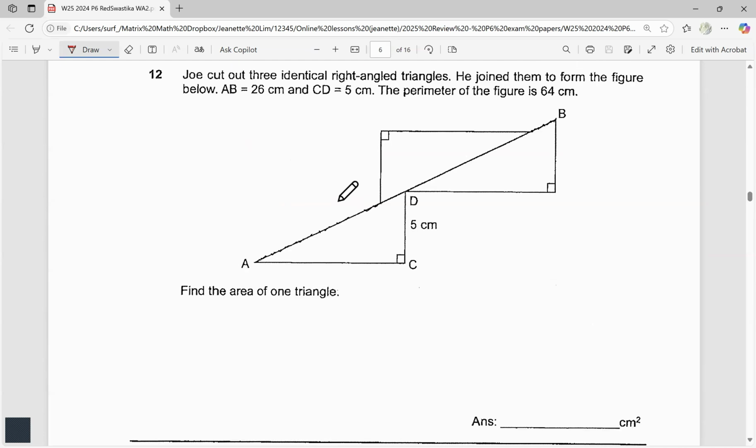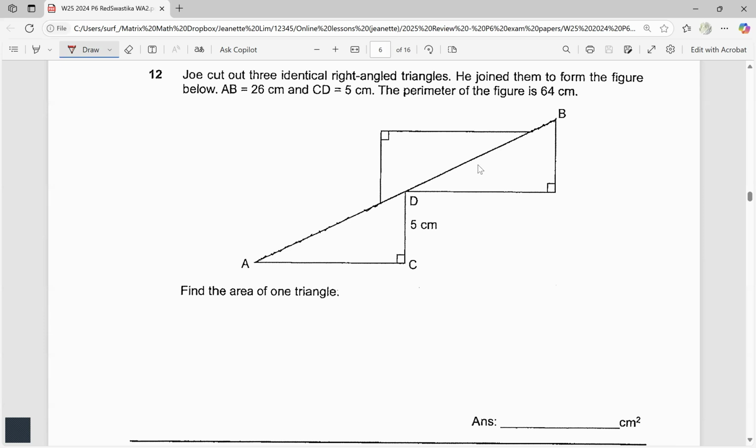Next question, question 12. This is an interesting question. Joe cut out 3 identical right-angled triangles. He joined them to form the figure below. A to B is 26 cm, and then you have C to D, which is 5 cm. Perimeter of the figure is 64 cm. Find the area of one triangle.